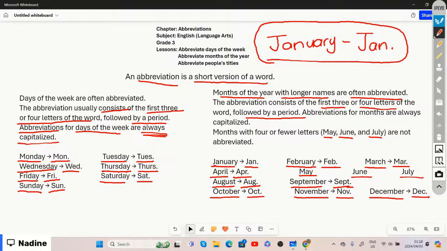Don't forget to capitalize it. December, if you shorten it, don't forget the period at the end. Don't forget the period at the end. Capitalize. Remember, we need to capitalize it.